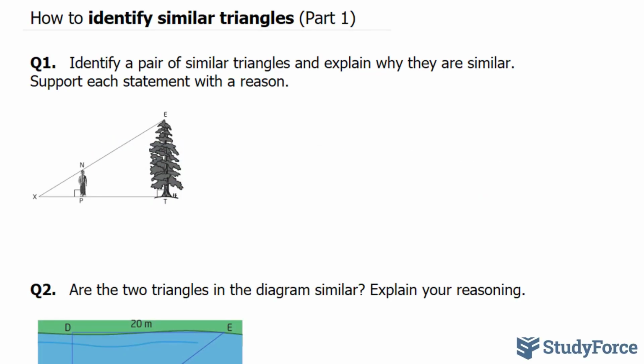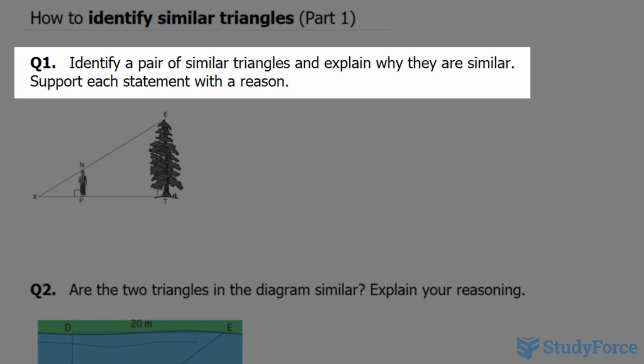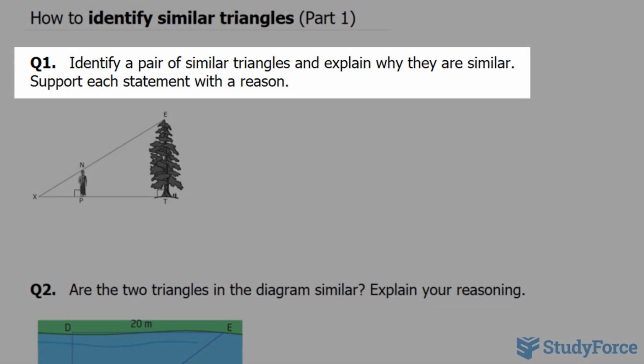In this lesson, I'll show you how to identify similar triangles. Remember what a similar triangle is. It's two or more triangles of different lengths, but all have the same angles. In question number 1, we're asked, identify a pair of similar triangles and explain why they're similar. Support each statement with a reason.